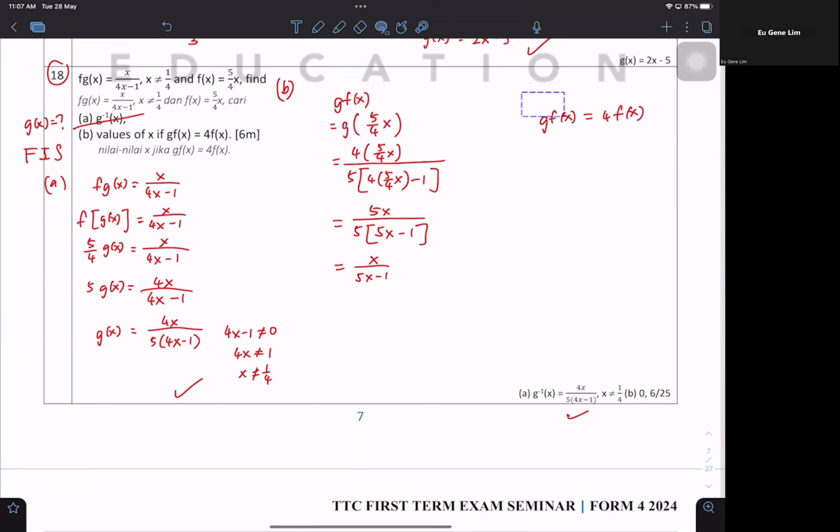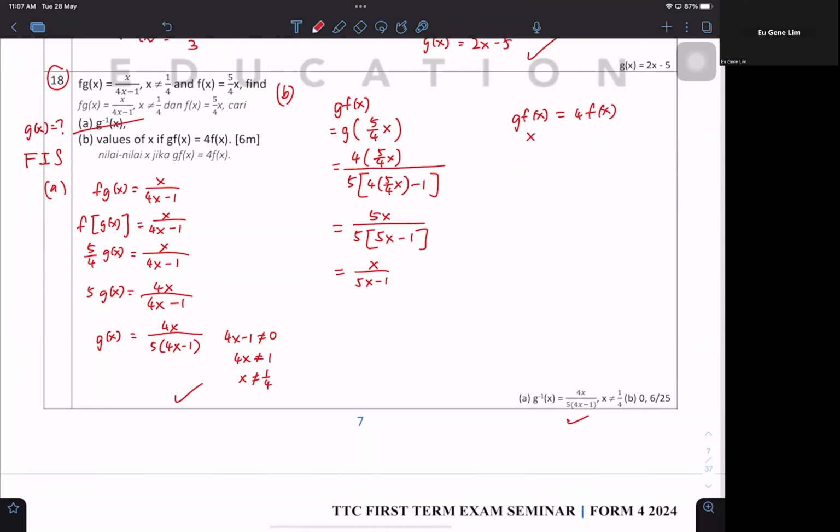So now you can do this one already, okay? GFX is x over 5x minus 1. Then what is FX? FX is 5 over 4x.